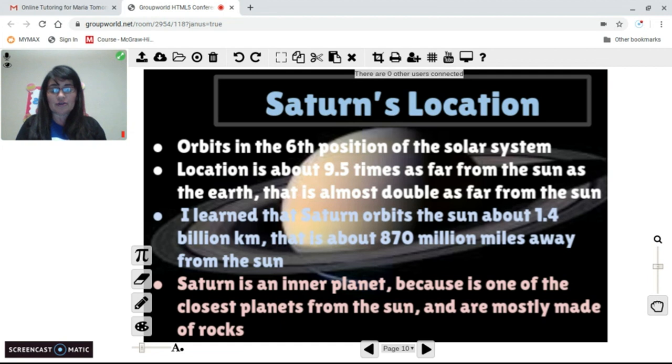Is it an inner or outer planet? Saturn is an inner planet, because then you have to answer the question, get a little bit more about it. Okay, because why? Because it's one of the closest planets to the sun and it's mostly made of rocks.